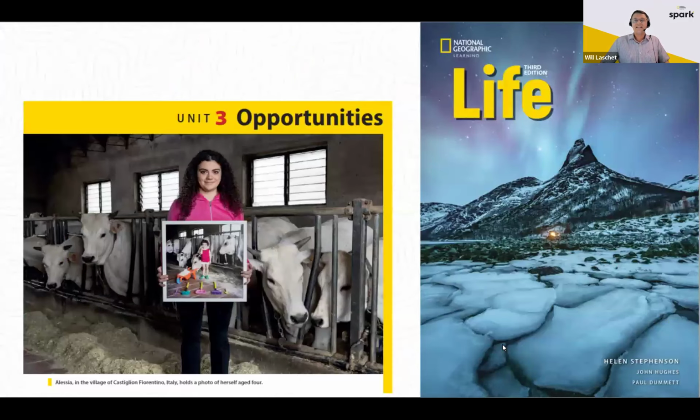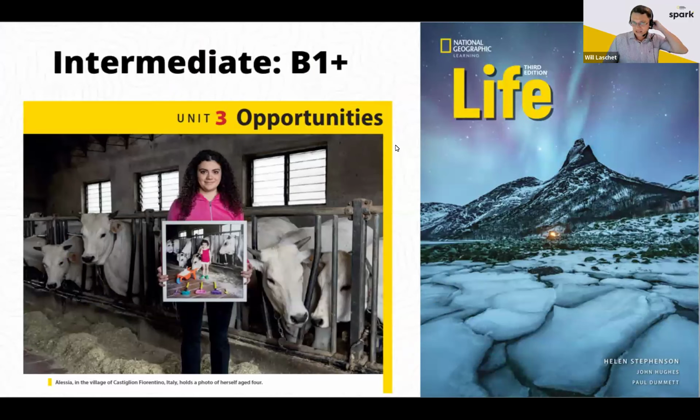So today's lesson is from the intermediate level. You can see that on the right of your screen. The intermediate level of Life, 3rd edition. This is the brand new edition of Life. It's just come out. This lesson is for B1 to B1 plus, kind of higher B1 level students on the CEFR. And the lesson is from Unit 3, which is titled Opportunities. I wonder what kind of opportunities we're going to be talking about.